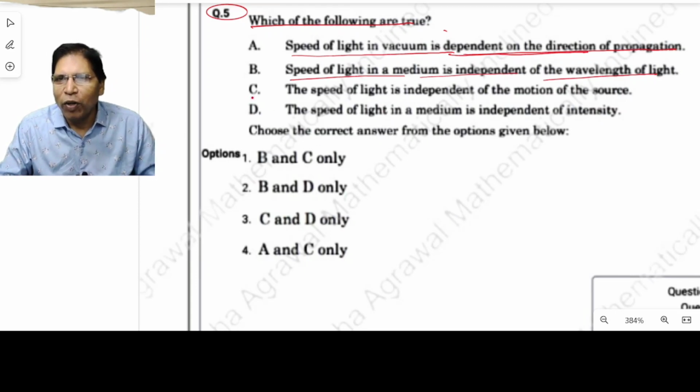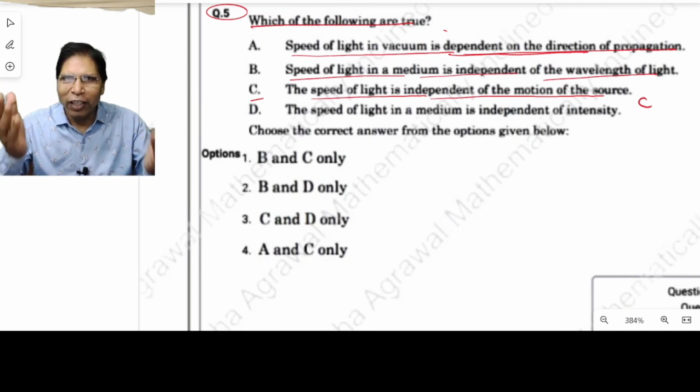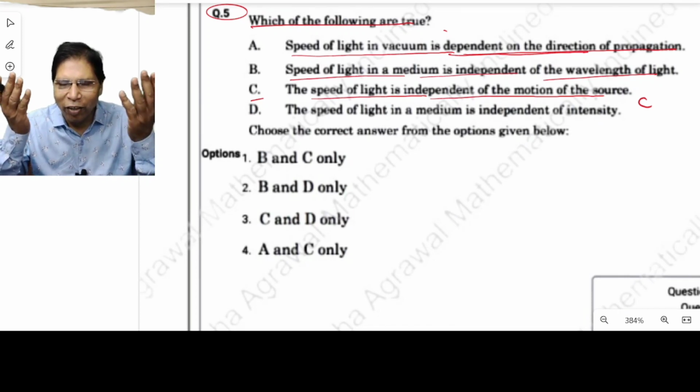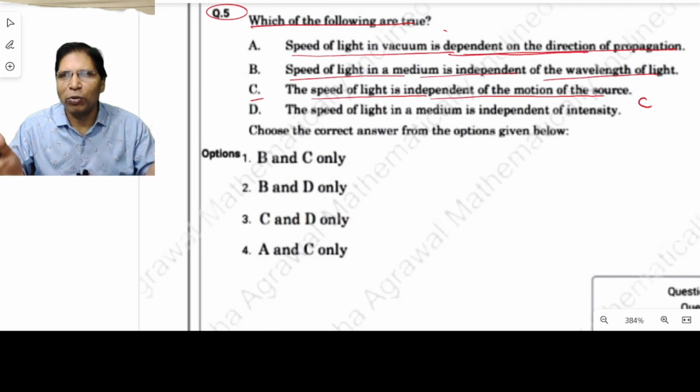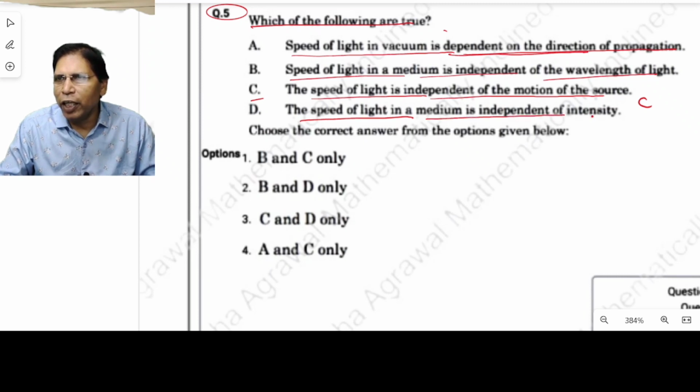Now look at this. The speed of light is independent of motion of the source. Yes, the speed of light does not depend on velocity of the source. It is always constant, this is c. The speed of light in a medium is independent of intensity. Yes, this is also correct. Therefore C and D are correct.